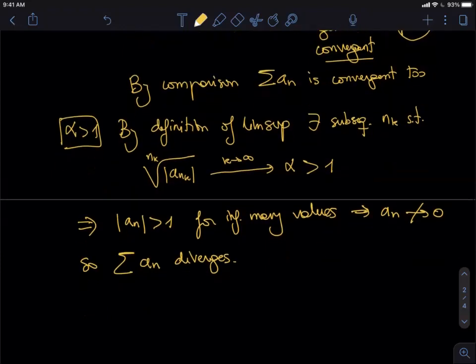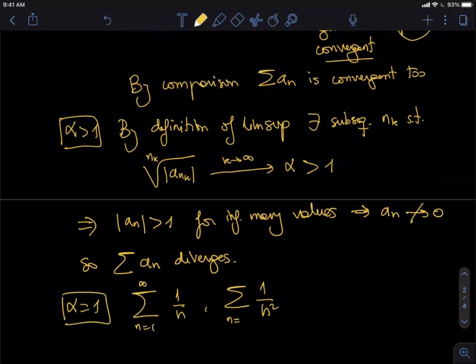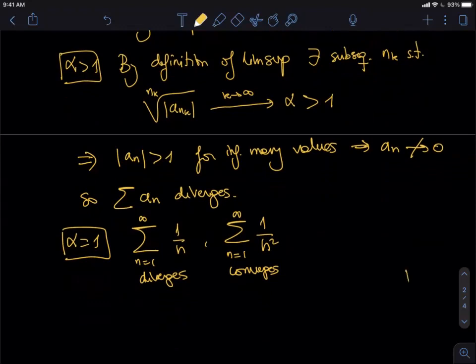Okay, and then the case alpha equal 1, we have already covered this one. We gave examples. Okay, one that diverges, one that converges. The first diverges, the second one converges, and both of them have alpha equal to 1. So the test is inconclusive in this case, and we are done with the proof. Okay, it's very nice actually. If you notice the proof, it's based on comparison with a geometric series, which I think is very cool.